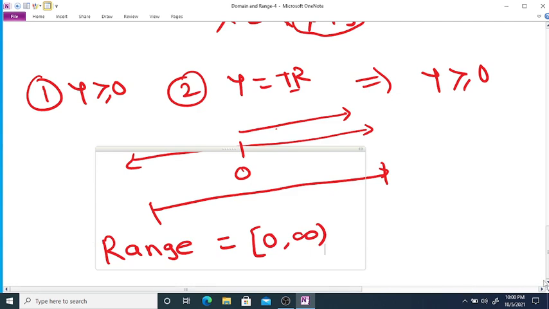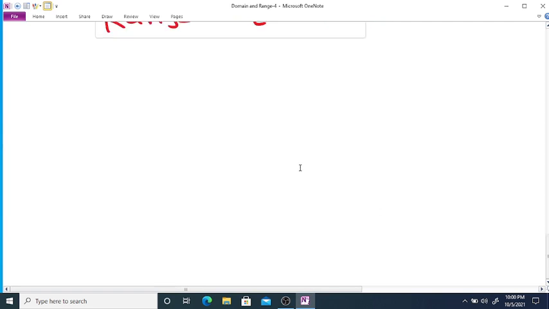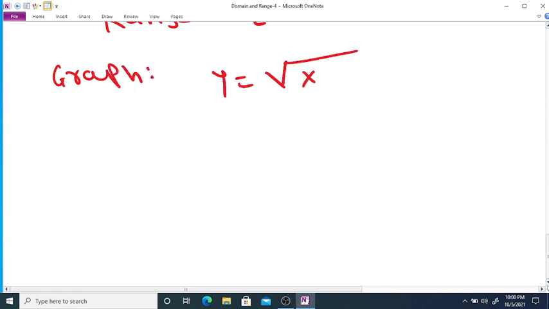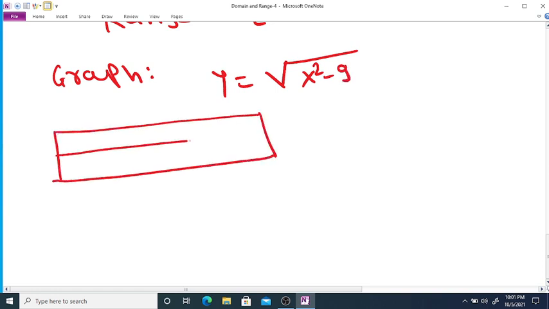You can also use a graphical method to obtain the domain and range of the given function. Put y = square root of (x² − 9) and obtain some points. For x = 0, it is not defined; at x = 3, it is 0; for x = −3, it is also 0. If x = 4, then it is square root of 7, and for −4, it is again square root of 7.